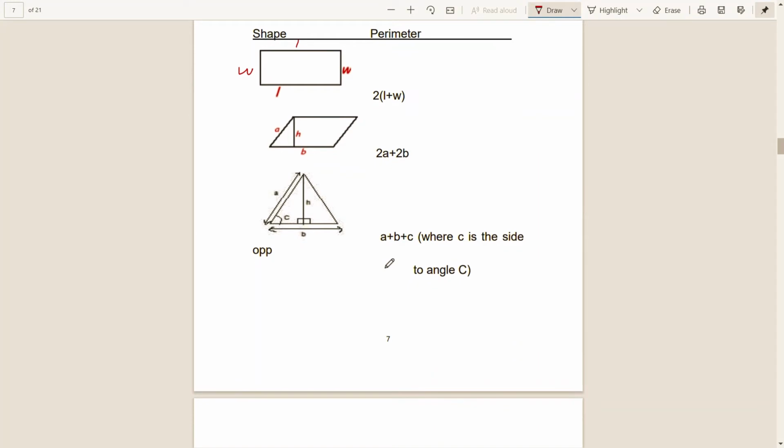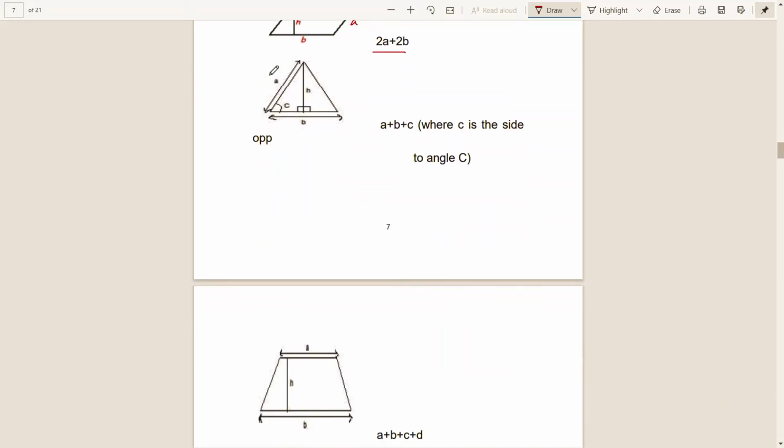Next is parallelogram. This is A, for example. This is also A. Then if this is B, this is B, because they are parallel to each other, right? Now the perimeter will be A plus B plus A plus B, the outside, 2A plus 2B, and we will not use H here because it's inside of the shape.